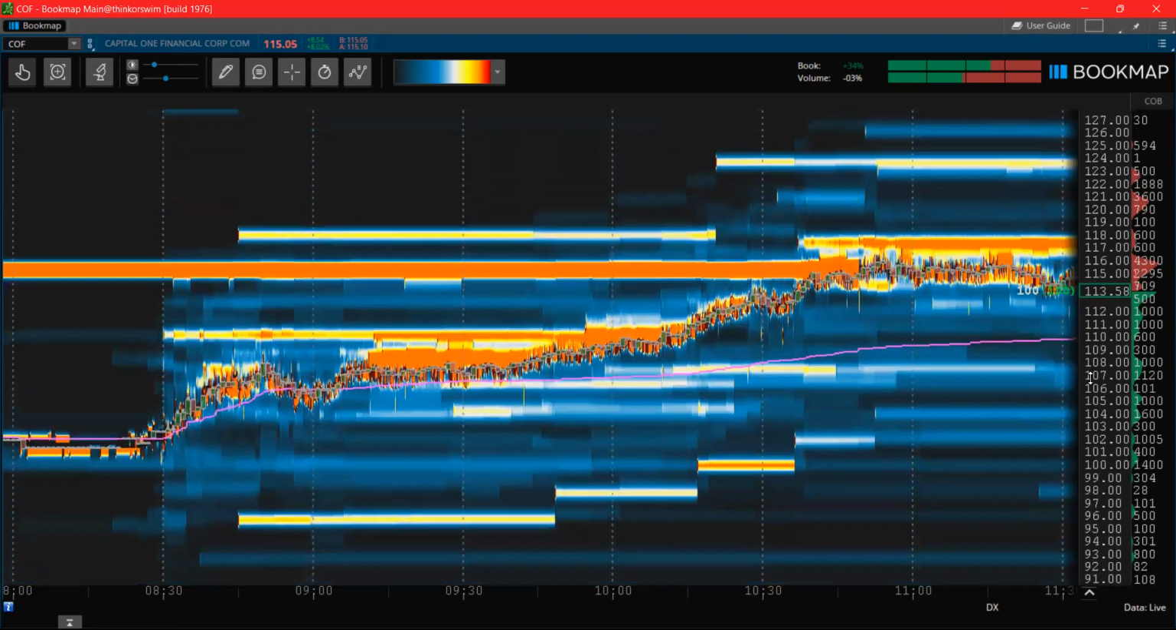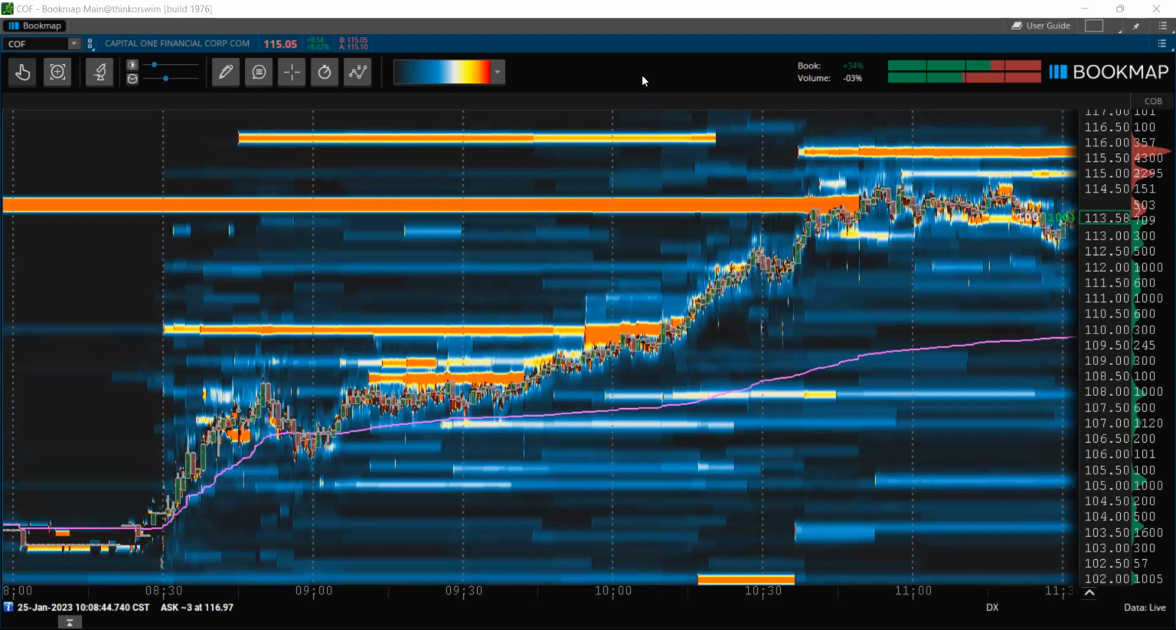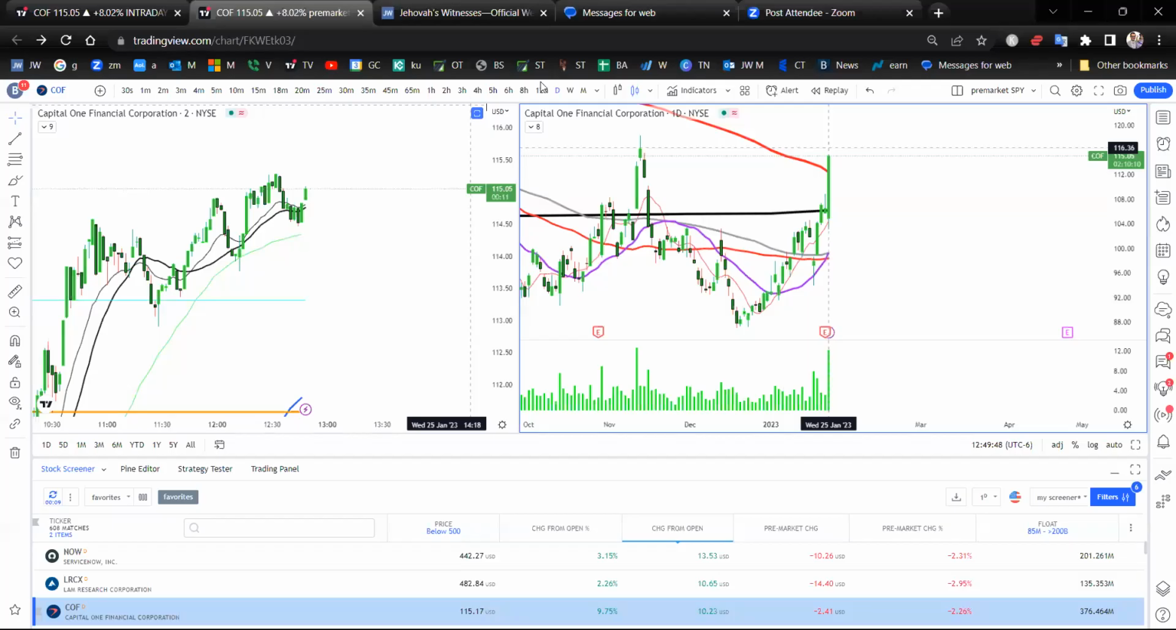So now the question is, how do you find COF in the first place? Because it just doesn't magically pop up for you whenever you open Bookmap. So how do you go about finding it? That's the other piece of the puzzle. So with that said, let's flip over to the scan central here.